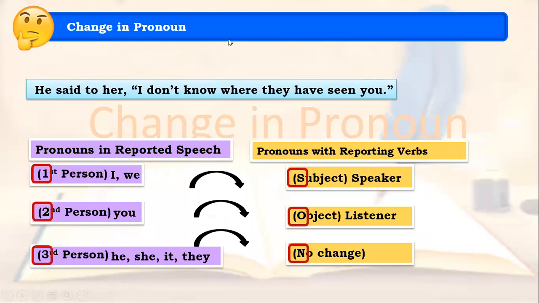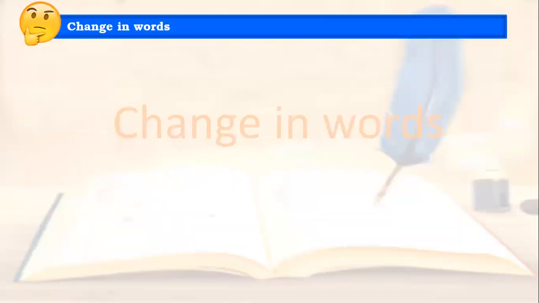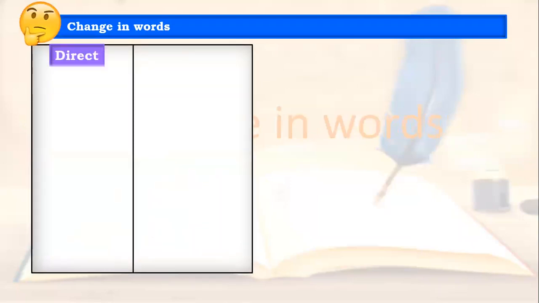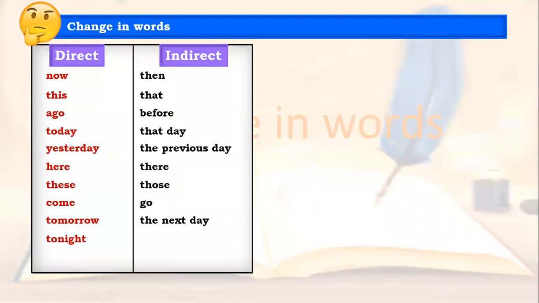So till here, I hope everybody has understood very nicely and neatly. So now it's time to go ahead with the last part of it, that is the change in words. That is, we have a list of words that change. That is, now changes to then, this changes to that, ago changes to before, and etc. So this is a list of words that change right from direct to indirect.